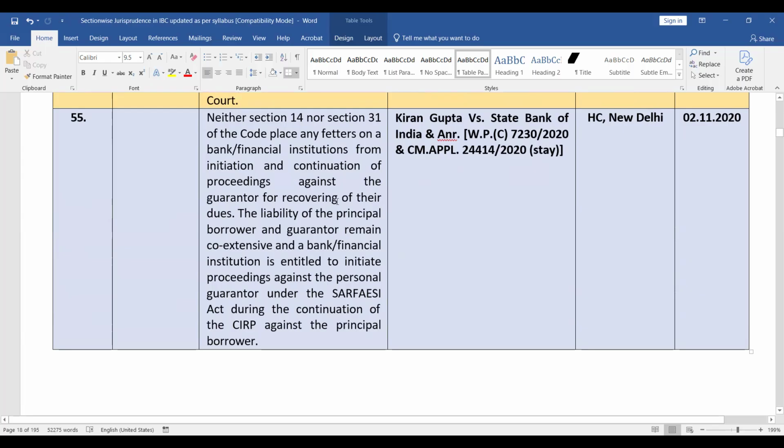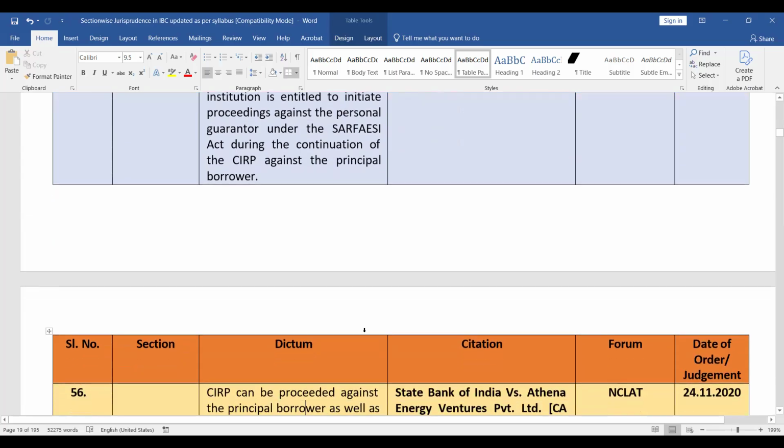financial institution from initiation and continuation of proceedings against the guarantor for recovering of their dues. The liability of the principal borrower and guarantor remain coextensive, and a bank or financial institution is entitled to initiate proceedings against the personal guarantor under the SARFAESI Act during the continuation of the CIRP against the principal borrower. ठीक है, तो गारंटर के अगेंस्ट में प्रोसीडिंग चल सकती है.